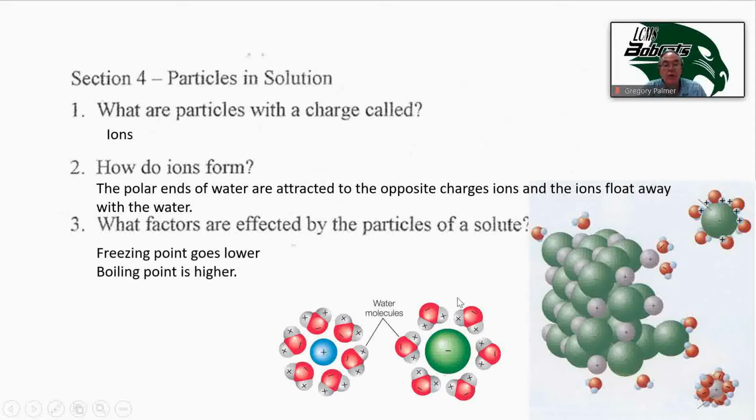And then what factors are affected by the particles in the solute? The freezing point goes lower. So this is why we put road salt on the road, to lower the freezing point and reliquefy the ice that's on the road. So if pure water froze at 0 degrees, by lowering the freezing point to negative 30, then at 0, it's now a liquid. And we raise the boiling point higher, so instead of boiling at 100, it may be boiling at 110.